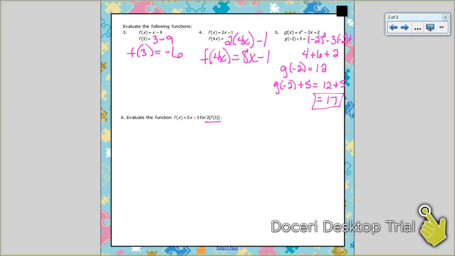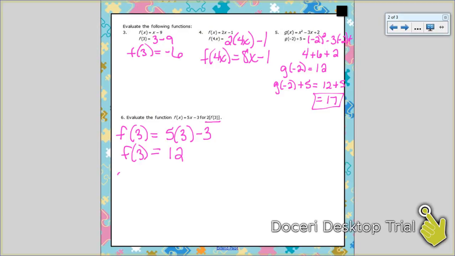So what it says on the very inside is f of 3. The first thing we're going to do is find f of 3. So we'll plug in our 3, and we get 5 times 3 is 15, minus 3 is 12. So f of 3 equals 12.